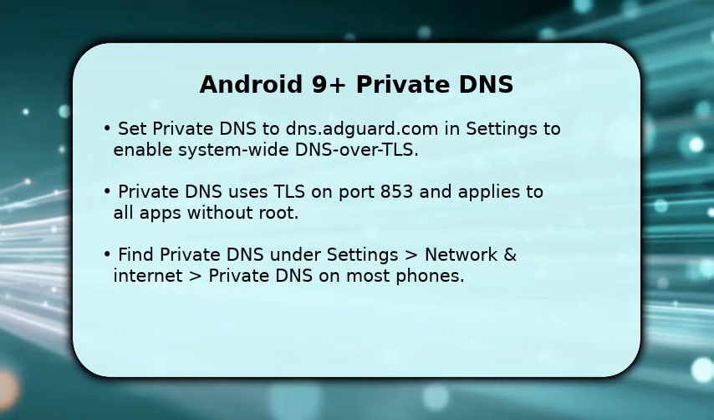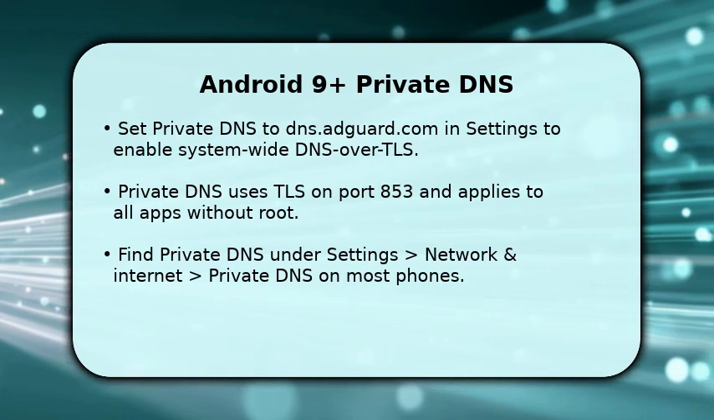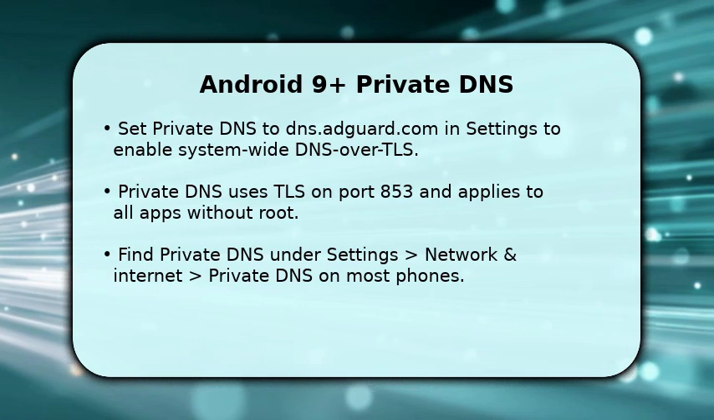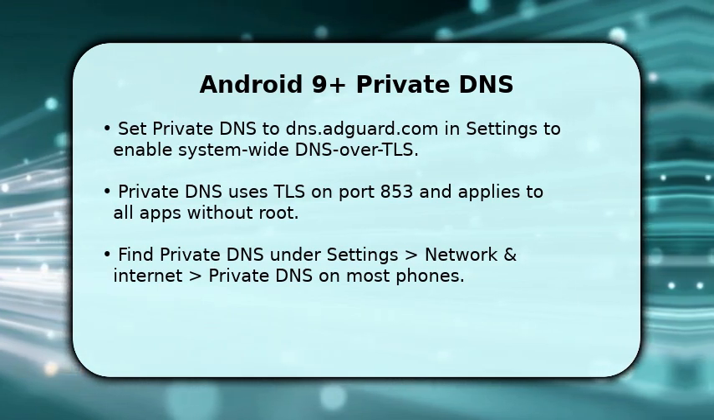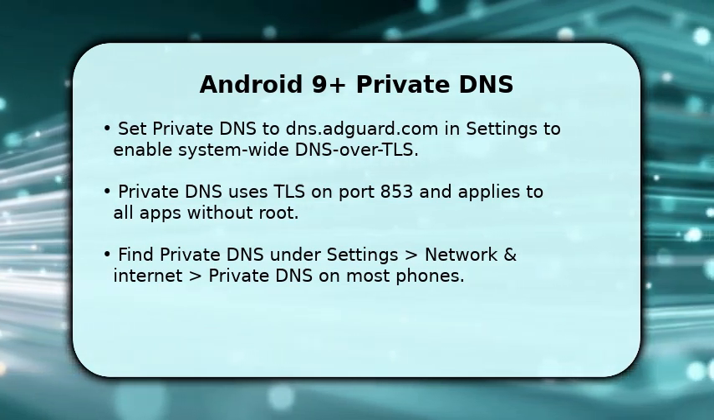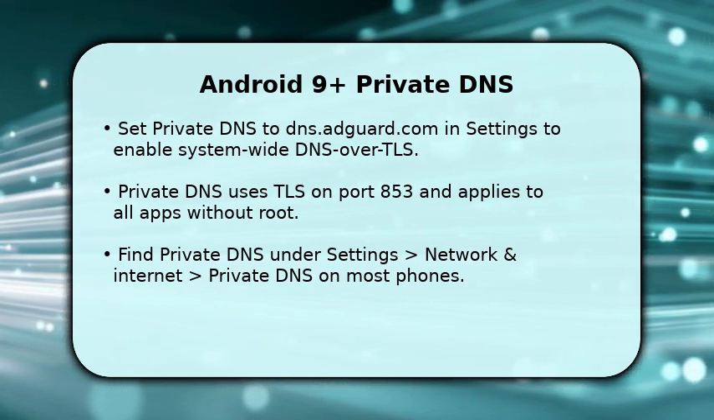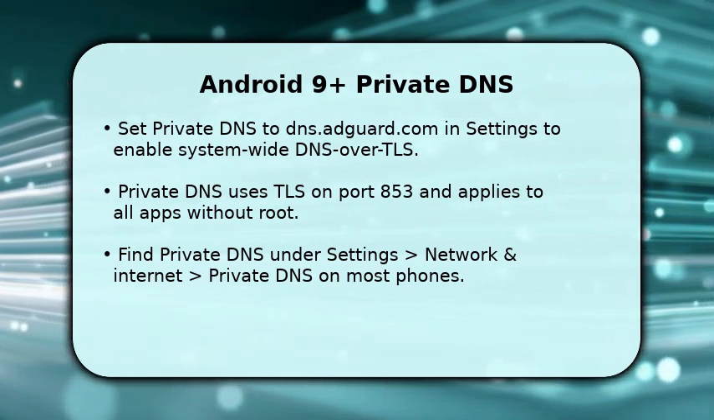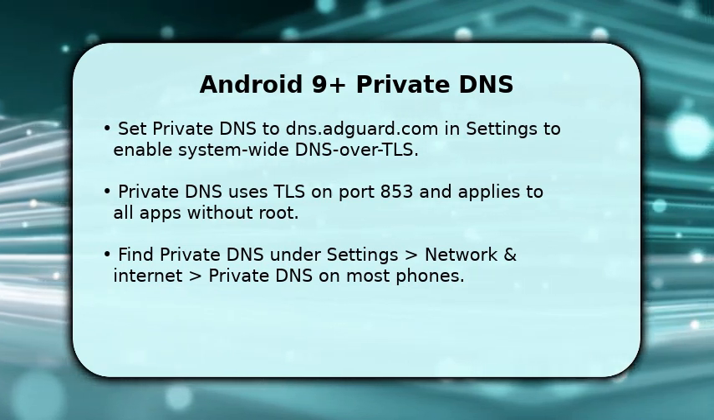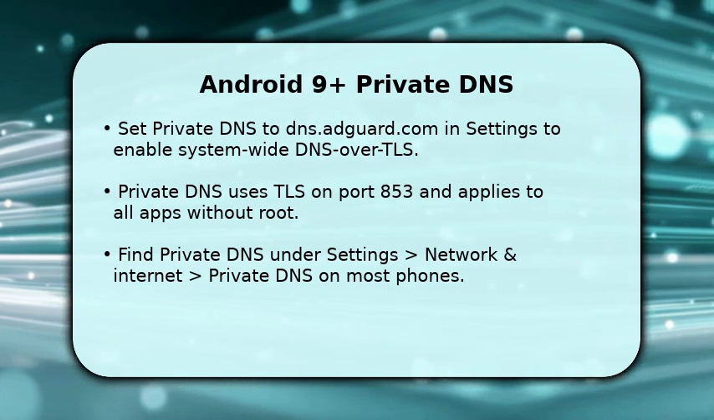On Android 9 and newer, use Private DNS to enable encrypted DNS system-wide. Open Settings, then Network and Internet, then Private DNS to change the option. Choose the Private DNS provider hostname option and enter dns.adguard.com as the hostname. Android will use DNS over TLS on port 853 for all apps without requiring root access.